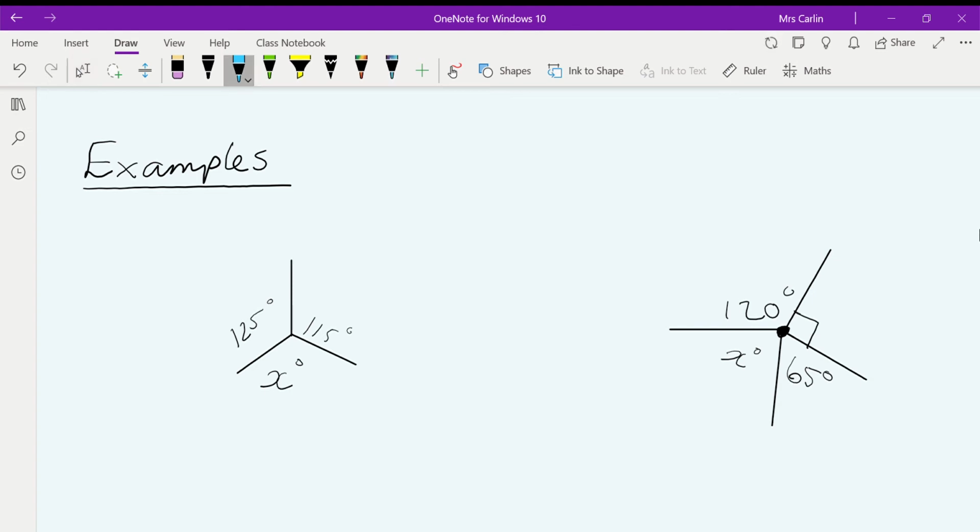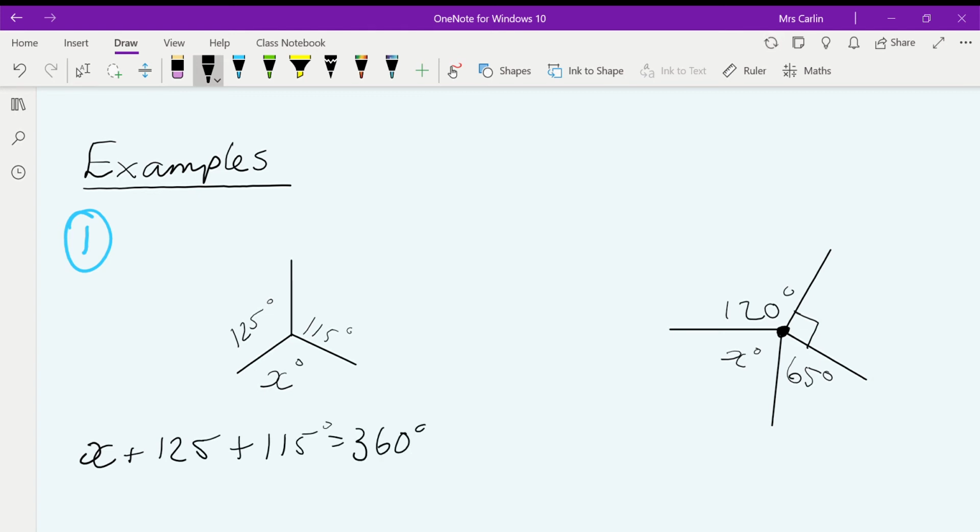So I'm going to start over this side here at example number 1. I'm going to use the fact that I know angles around a point have to add up to 360. So I'll start off by writing x plus 125 plus 115 is equal to 360 degrees. Now I'm going to tidy up the numbers here to make it look like a simple linear equation that everybody will be able to solve. So when I do that, I get x plus 240 degrees.